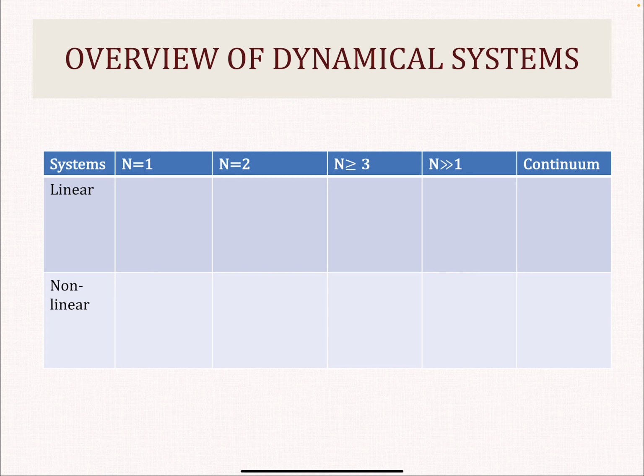Now, a very important slide regarding the overview of the dynamical system. Let's say we have two axes. One is n, which shows the order or dimension of the dynamical system. Here our dimension is 1, here it's 2, here it's more than 3, or very large, or there is a case where it is in a continuum. And on the other axis, we have linear systems and examples of non-linear systems. We will first see the linear case, and then go to the non-linear case.